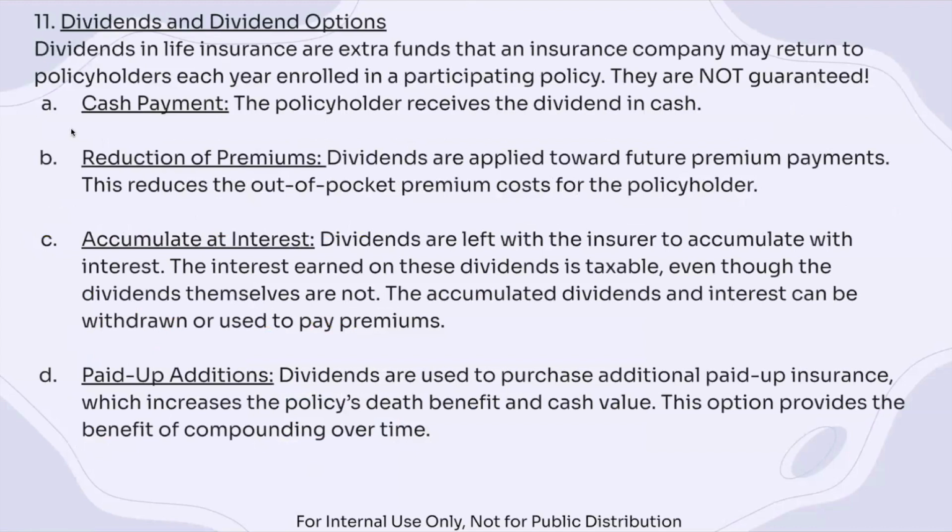All right, now let's talk about dividends. So what are dividends? Dividends are extra funds that an insurance company may return to the policyholder each year they are enrolled in a participating policy. So the first thing we all know is that they're not guaranteed. So it would be a violation of advertising code if I say that they're guaranteed. We looked at that in topic 2. It is a violation of code if we say that they're guaranteed because they're not. They're only given to policyholders if they're extra funds.